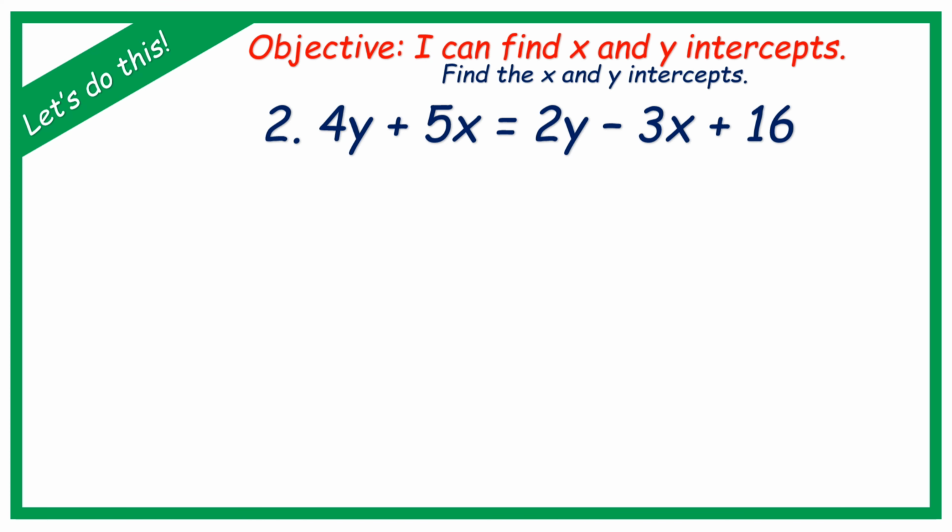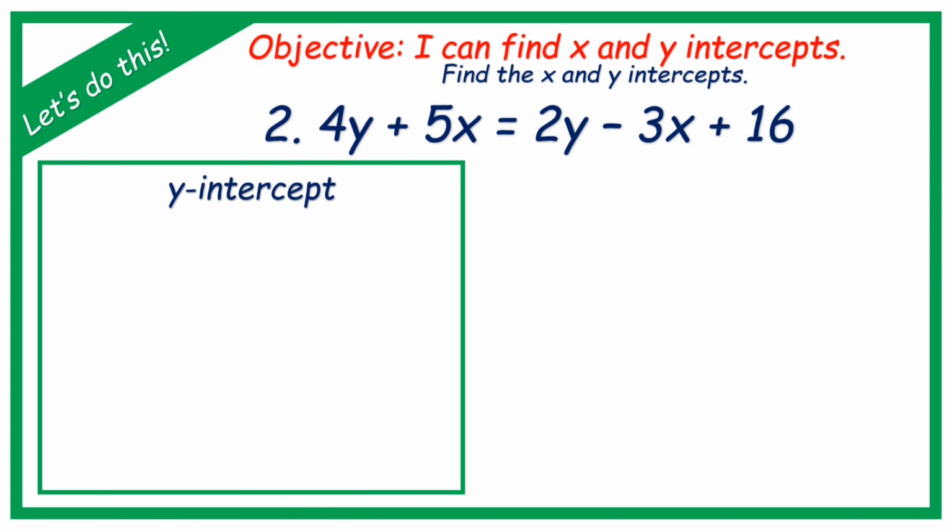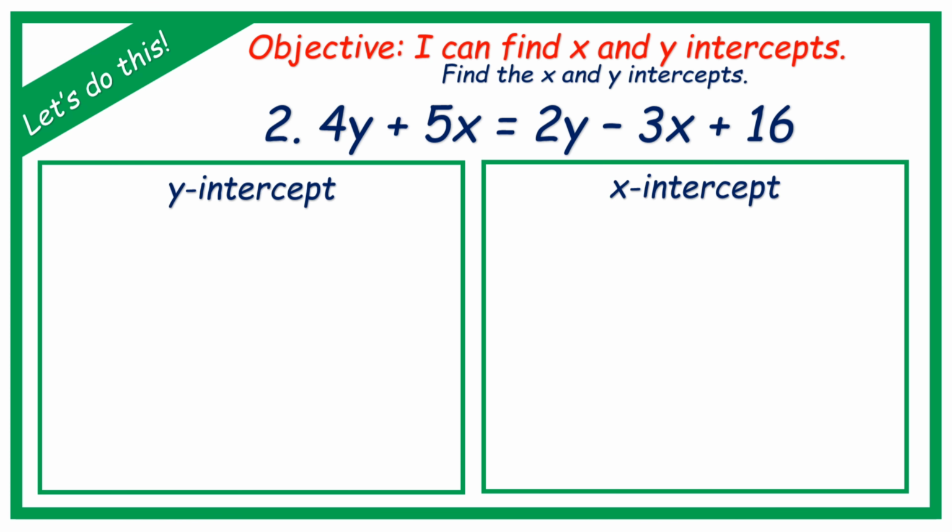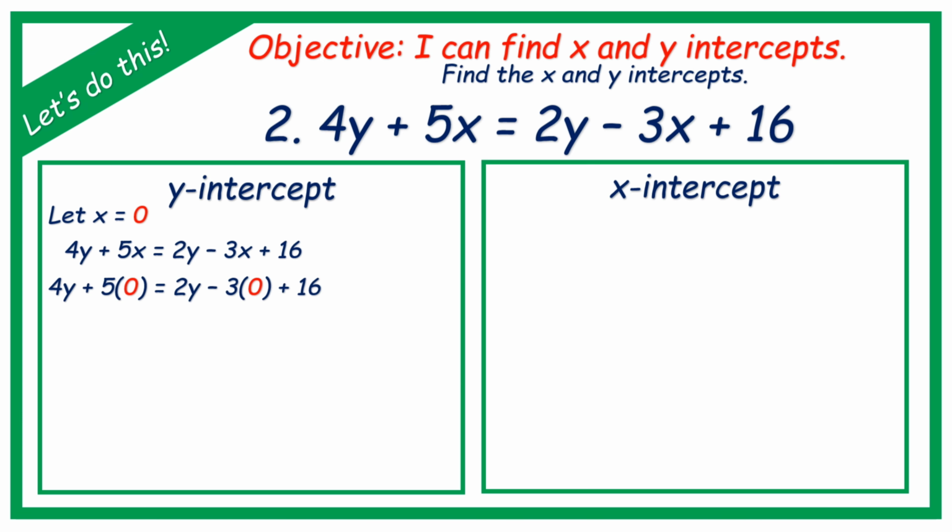That's why we have Math Made Easy with Mr. T. How are we going to do that? First, let's write the y-intercept. The other one is the x-intercept, okay? So let x equals 0. Then let's copy the given: 4y plus 5x equals 2y minus 3x plus 16. Just like that, okay? The next step is like this.